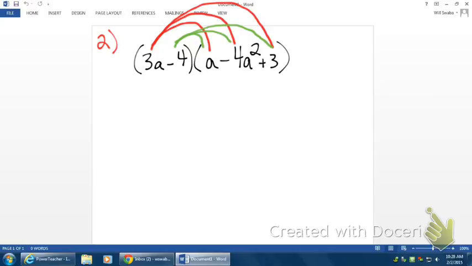So when I multiply 3a times everything, I'm not going to do that middle step because I think you guys understand. 3a times a is going to become 3a squared. This is when you're adding the exponents. When you're multiplying terms, you're adding the exponents. Now, when you go 3a times negative 4a squared, first off, it's going to give me a negative 12. Second off, it's going to become a to the what? 3. Perfect. 3a times a positive 3 just becomes a positive 9a.